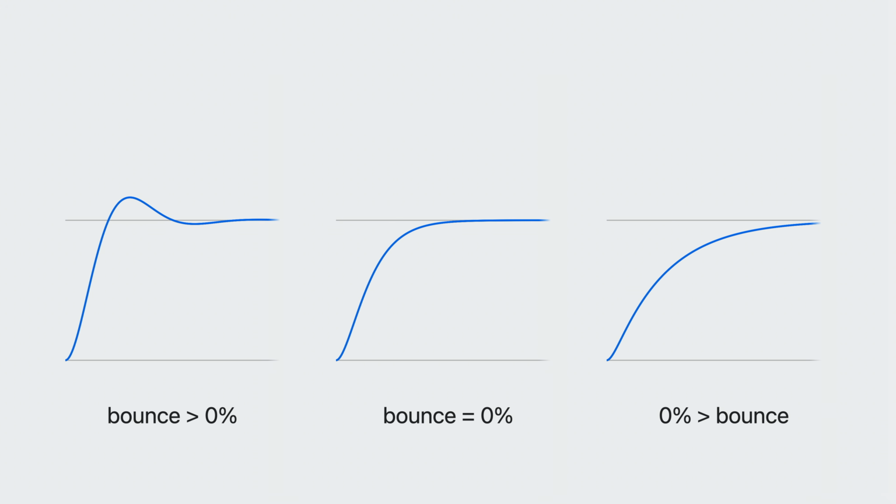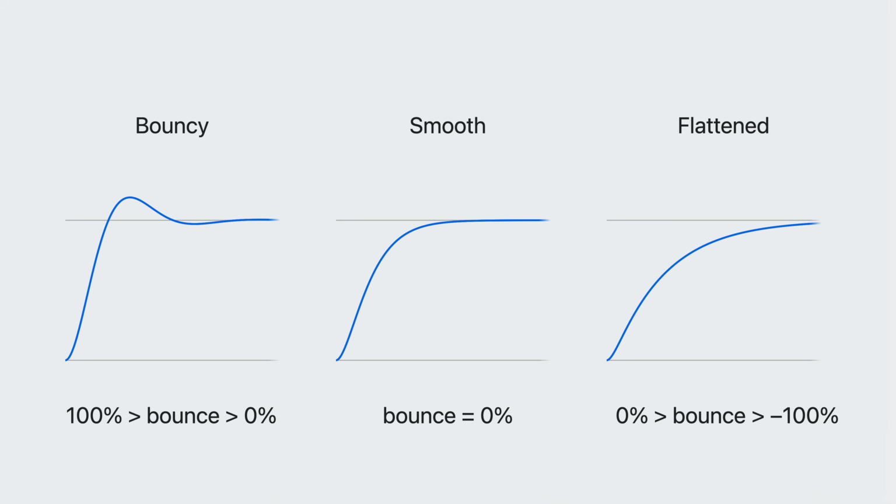In the physics of springs, these are called underdamped, critically damped, and overdamped springs, but I like to think of them as bouncy, smooth, and flattened. And as you may have noticed, these bounce values are percents. So bouncy springs have bounce values up to 100%, and flattened springs have bounce values between 0 and negative 100%.